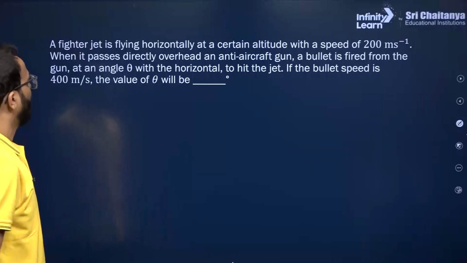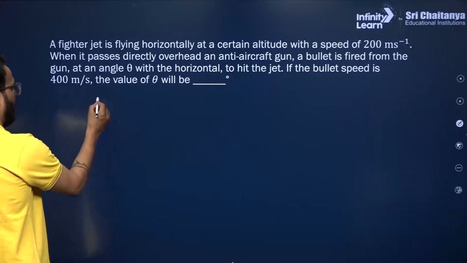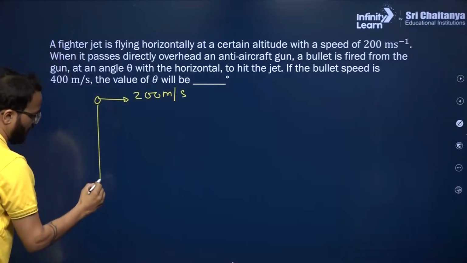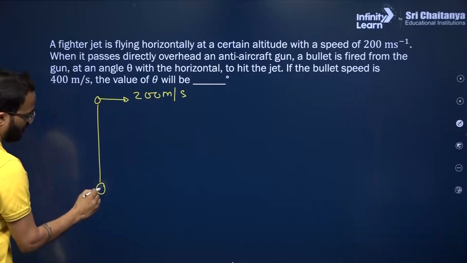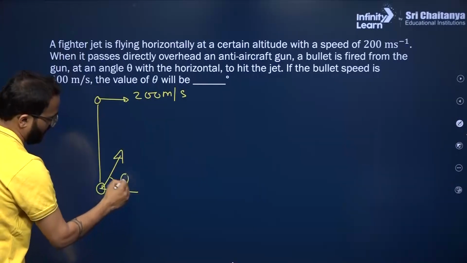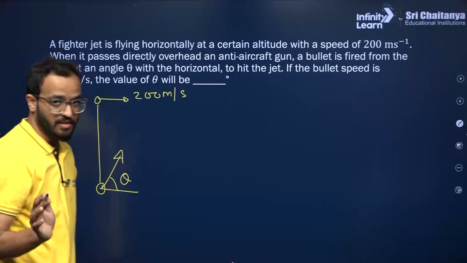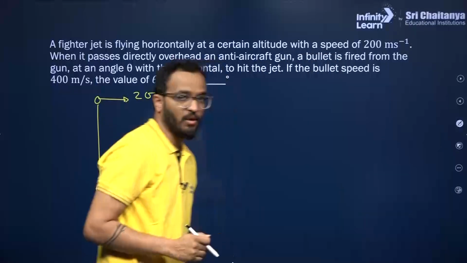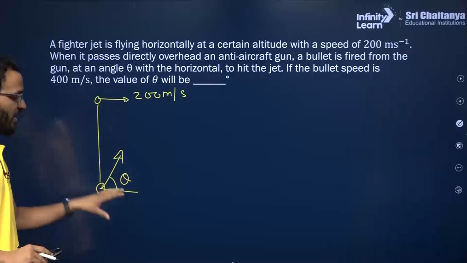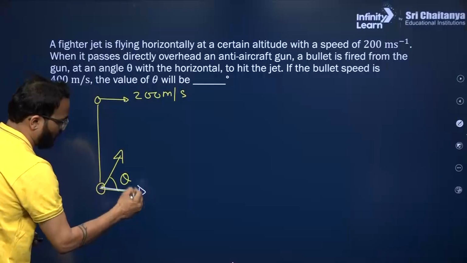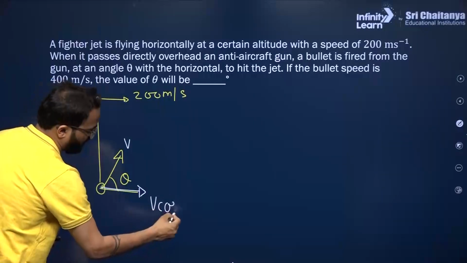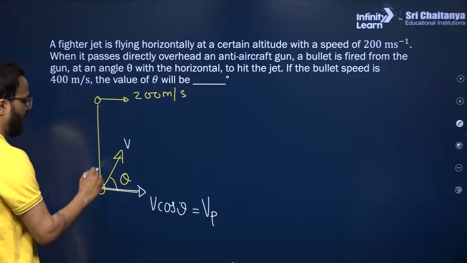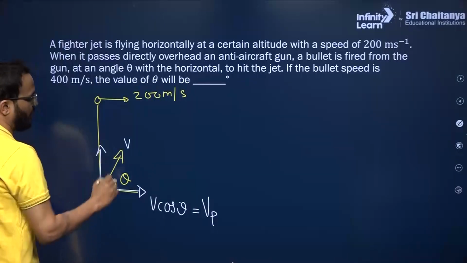A fighter jet is flying horizontally at a certain altitude with a speed. See, the fighter jet is flying with a speed of 200 meter per second. We want to hit this fighter plane, so we will launch an object at an angle theta. In such questions, remember we have to maintain the horizontal velocity of the fighter jet and the bomb the same. If V is the speed and V cos theta is equal to the velocity of the fighter plane, then obviously at some point it will definitely collide.